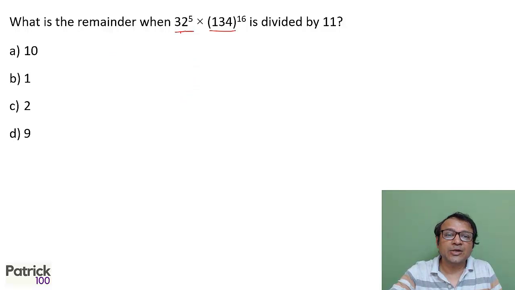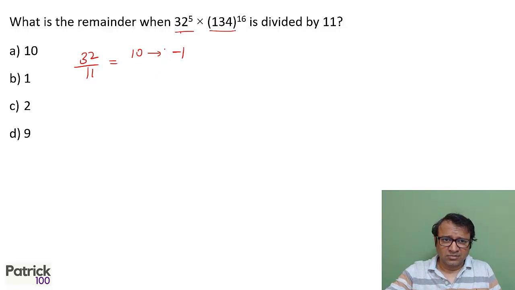So let's take 32 raised to 5. 32 when you divide by 11 gives a remainder of 10, and we can say it is minus 1 because as compared to 11, it's minus 1. So we can take it as minus 1. Minus 1 raised to 5 will give you minus 1.